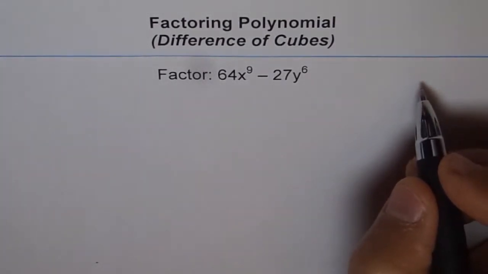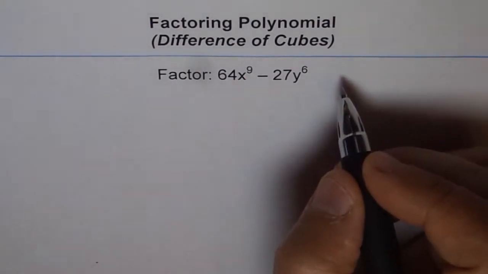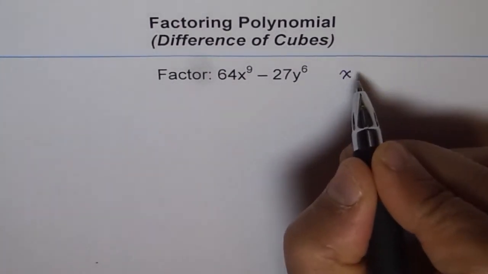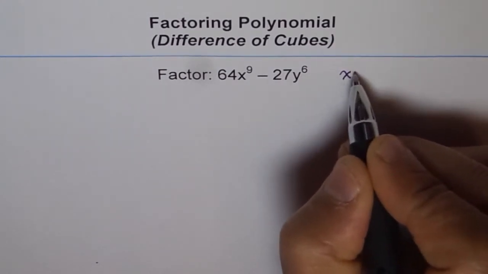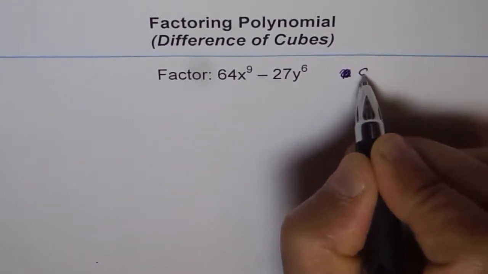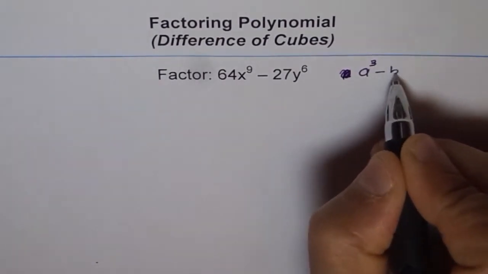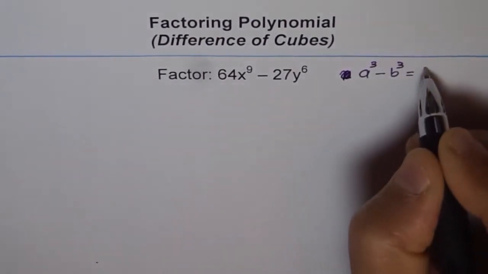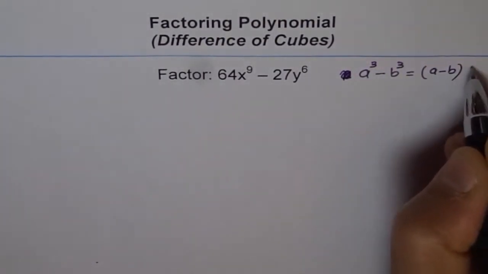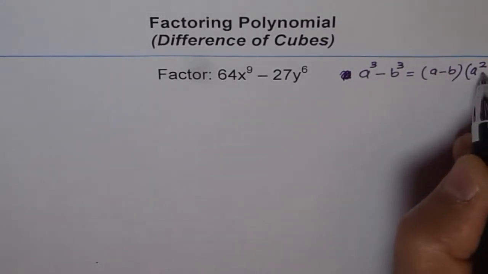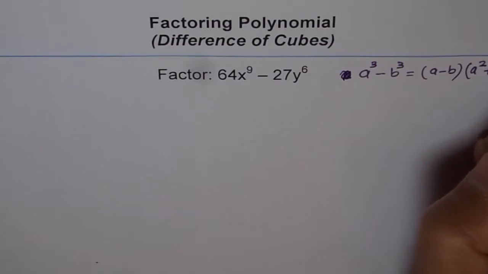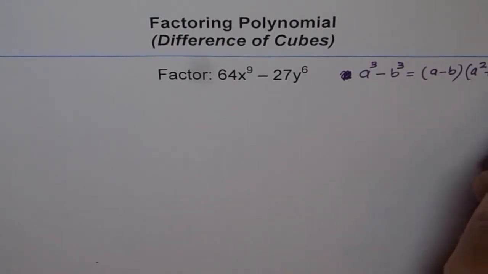Let me write that for you now. I should have written x cube, it doesn't matter. Let me write it like this: a cube minus b cube is equal to a minus b times a square, and when it is minus here, this becomes plus ab plus b square. So that's the formula for a cube minus b cube, right?